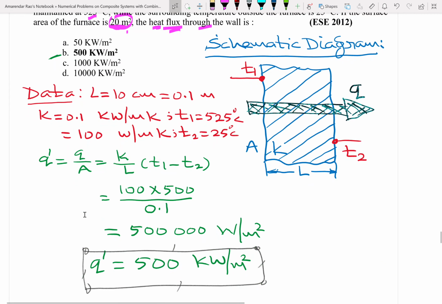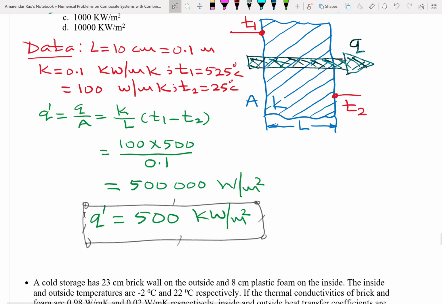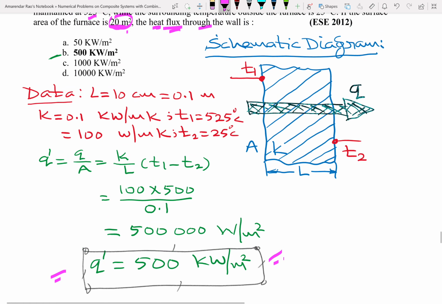And if you jot down the data, L is 10 centimeters, 0.1 meters, K is 0.1 kilowatt per meter Kelvin, multiply by 1000, 100, T1 525, T2 25, delta T overall will be 500, and Q prime is Q by A, that is equal to K by L, T1 minus T2, so 100 into 500 by 0.1, which is going to be 500,000 watts per meter square, divided by 1000, 500 kilowatts per meter square. Therefore, you need to pick up option B. Remember here area 20 meter square is not at all used.